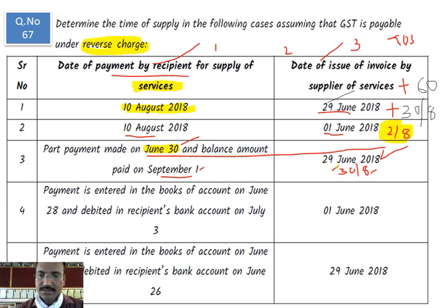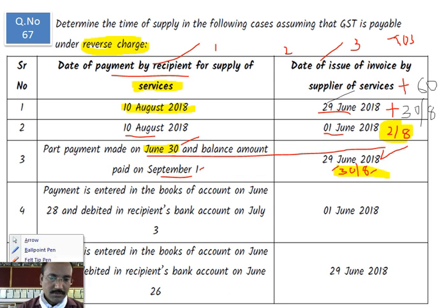Two cases means first question, in this case first payment 30th, it comes 30th June or 30th August. 30th June is the first, and second case paid on September 1st and 30th August. So August 30th is the latest date, that is the earlier date. So time of supply, these two highlighted parts are the answers for that. Then move to the next question now.